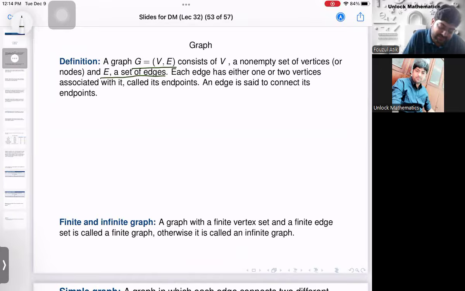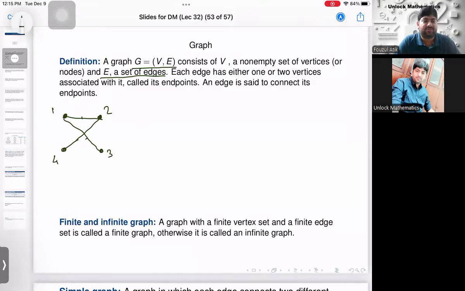So basically, a graph is like this: some vertices will be there, and some edges connecting two vertices like this. The vertex set may be 1, 2, 3 and 4, and there are three edges in it, 1, 2 and 3. So the edge set contains three edges. These are called vertices, and these are called edges.